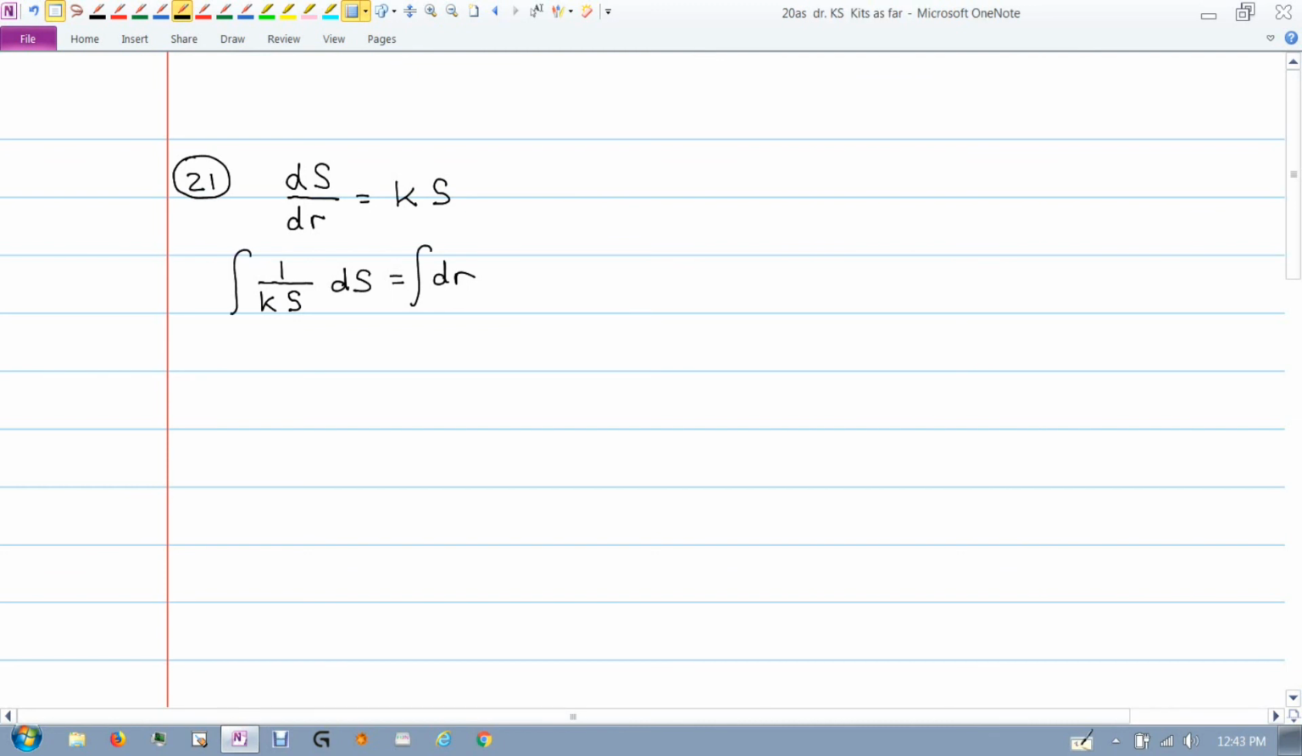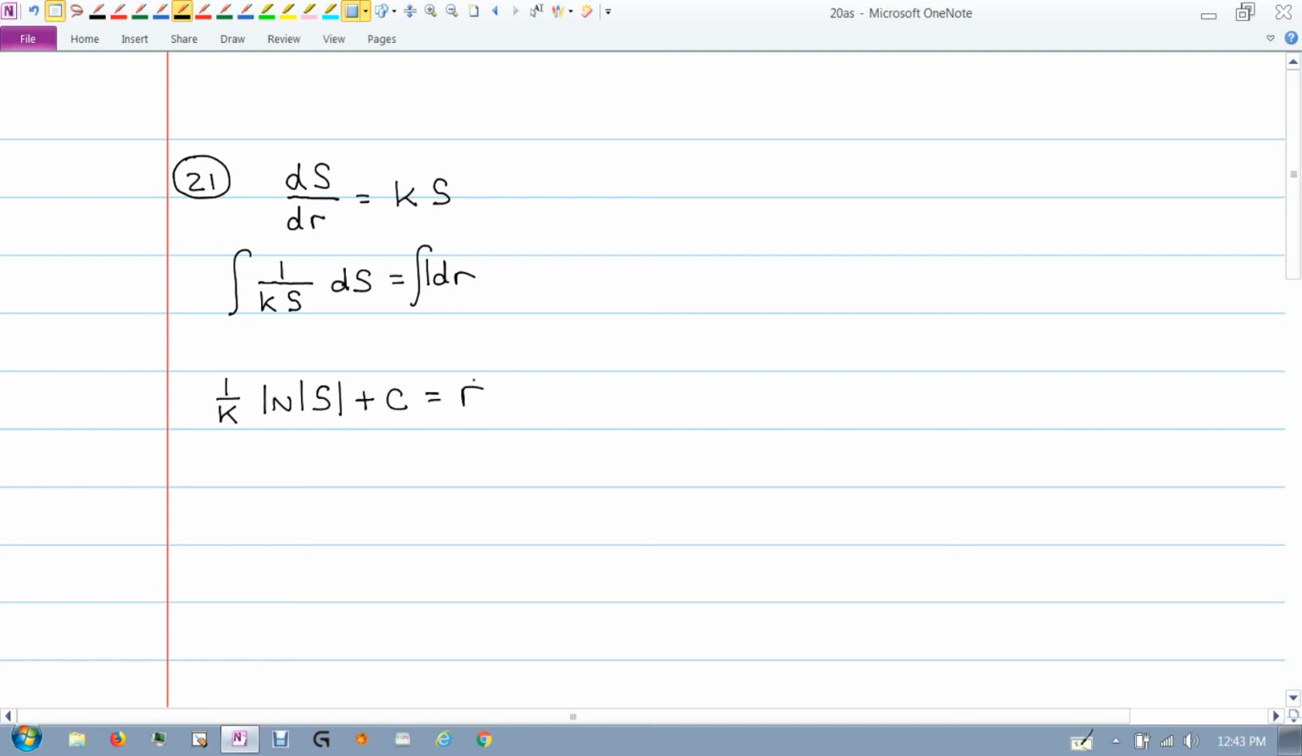Then I integrate. Okay, so the constant comes out, and the antiderivative of 1/S is just natural log of S. And then we'll say plus some constant, and then equals the antiderivative of 1 dR, which is just R. So that's that. Now, I can do a little bit more if I want to try and clean this up, I guess I should say.